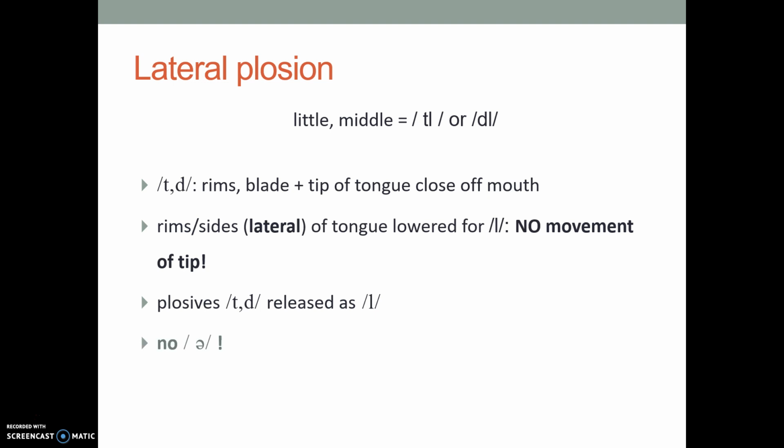So if you say little and middle, and you really push the tip of your tongue against the alveolar ridge, then there's no other way for the air to escape than over the sides of the tongue and then to the front of the mouth.